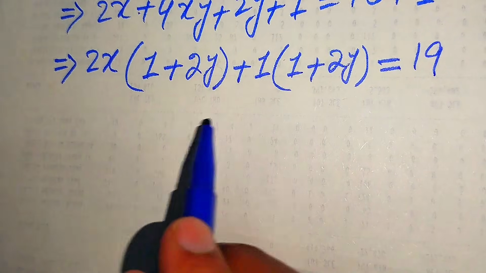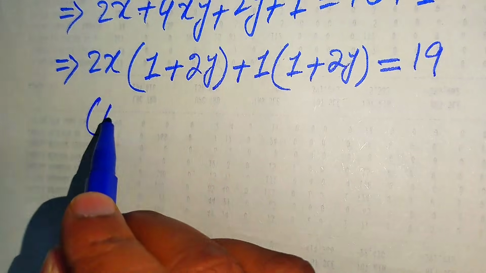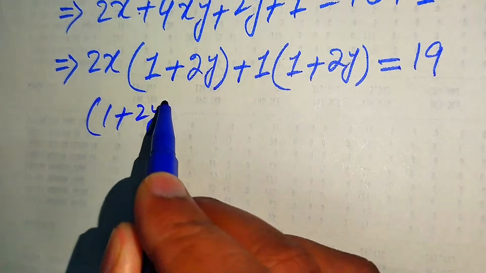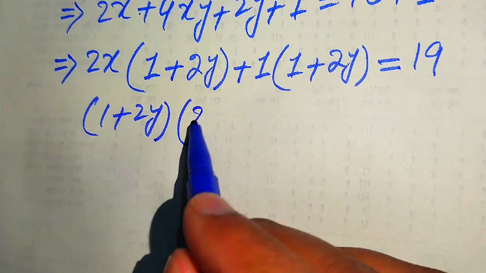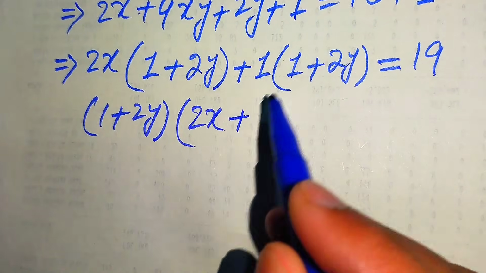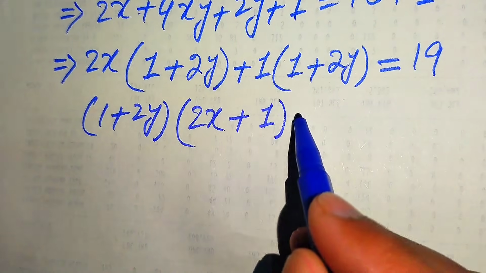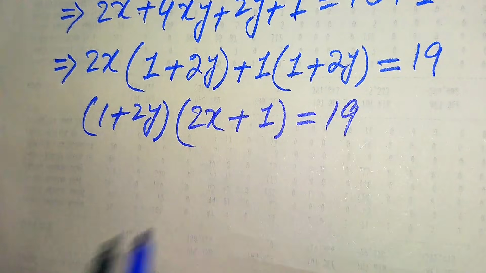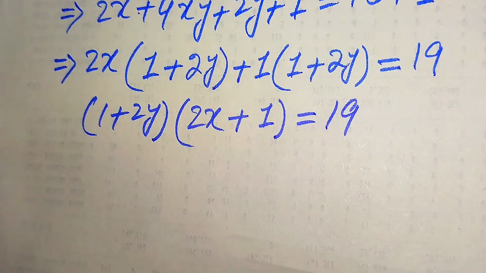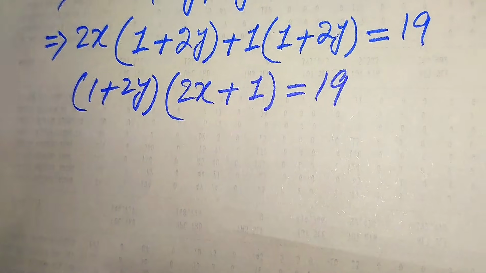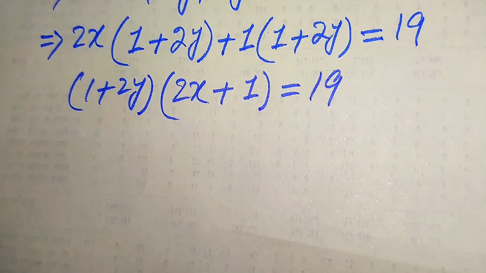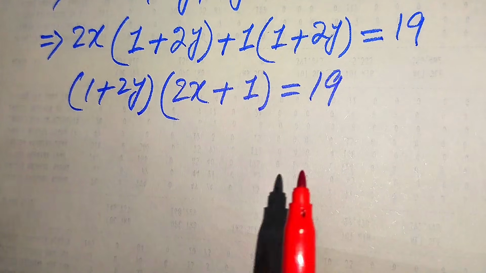Now both of these two terms involve 1 plus 2y, so we take the common factor 1 plus 2y, and the remaining value from the first is 2x, and from the second is 1, equal to 19. So you see that on the left hand side there are two factors multiplied by each other, but on the right hand side we have only one number. Now in the next step we need to make the factors of 19.